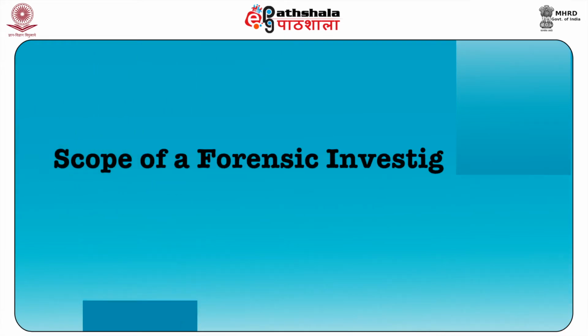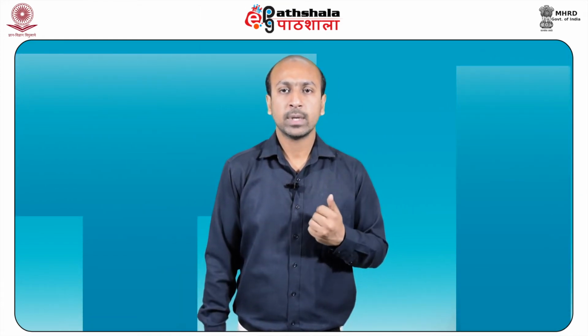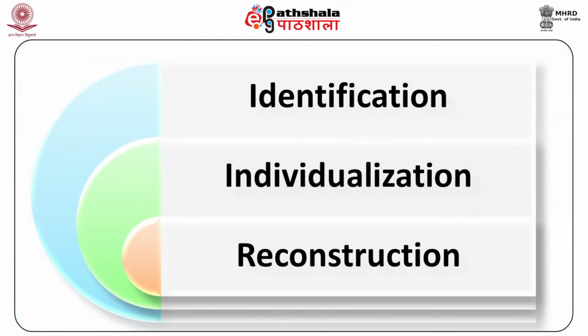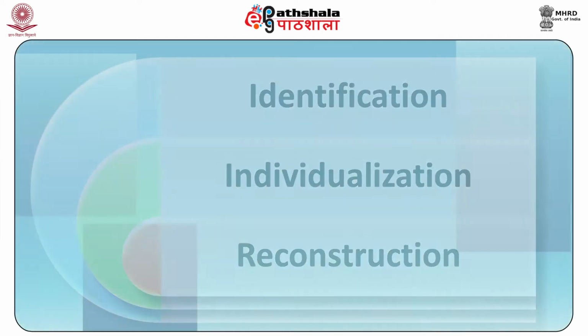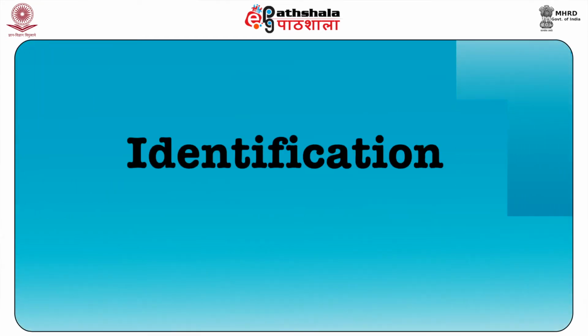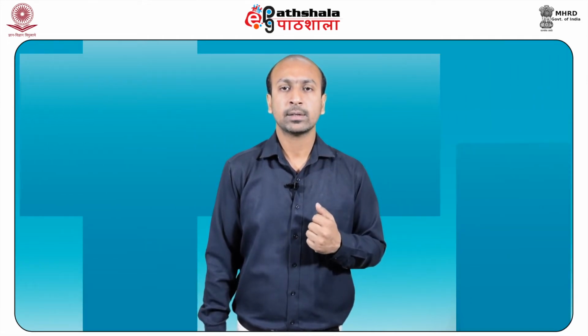Now, the scope of a forensic investigation. The range of a forensic investigation includes either one or all of the three following major activities in analyzing and interpreting the physical evidence in the forensic science laboratory. First is identification, second individualization, third reconstruction. Now, the identification. The process of identification, which is based on class characteristics, is common to all the basic sciences and in fact to all the items in everyday life.